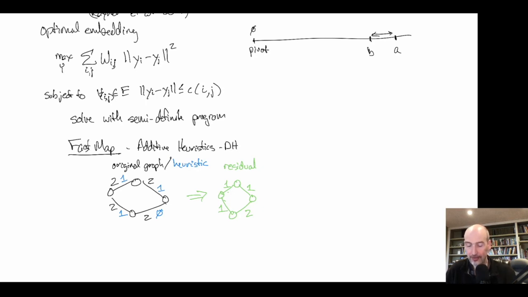The answer is that when I do a DH residual, I end up with a residual graph with a 0 heuristic on every single edge. That would be something like this. And let me actually show exactly what goes on, so let me just erase that.